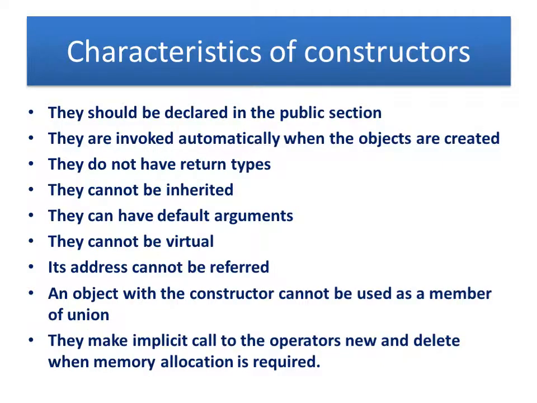These are the various characteristics of a constructor. They should be declared in the public section. They are invoked automatically when the objects are created. They do not have a return type. They cannot be inherited. They can have default arguments. They cannot be virtual. Their address cannot be referred to. An object with a constructor cannot be used as a member of a union.